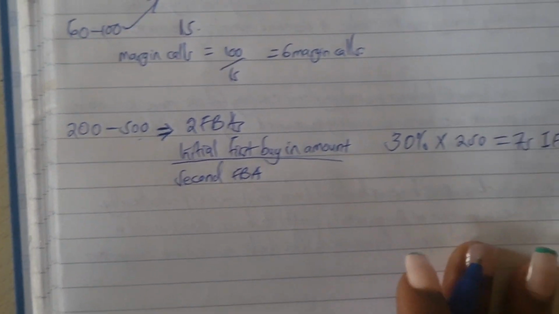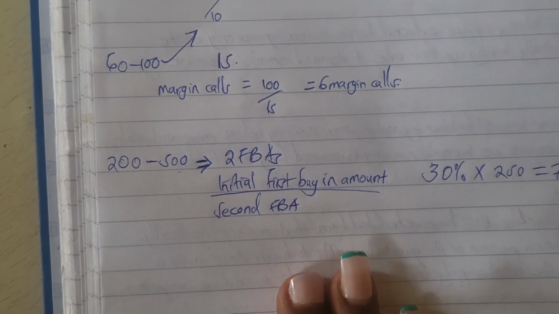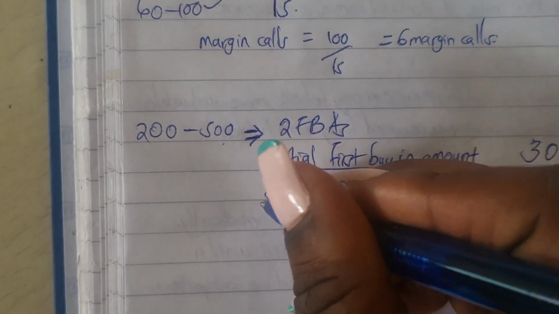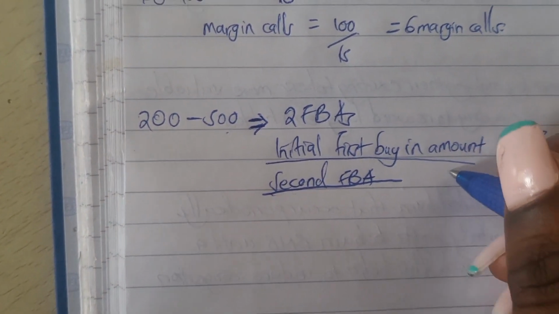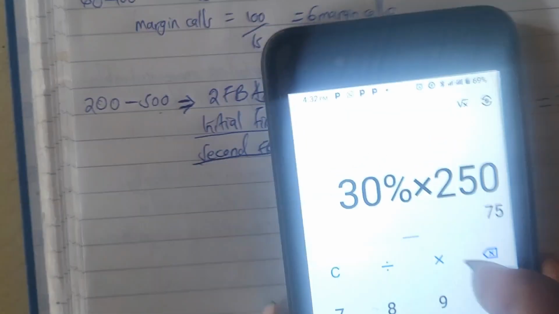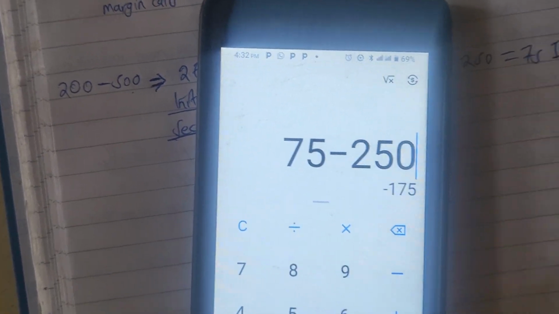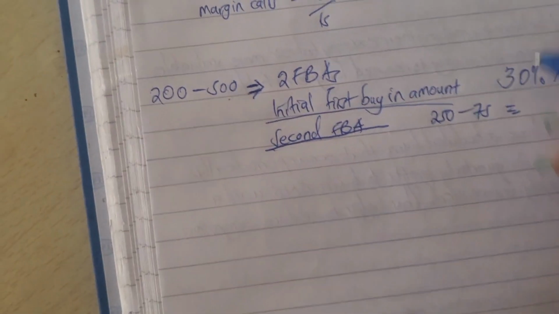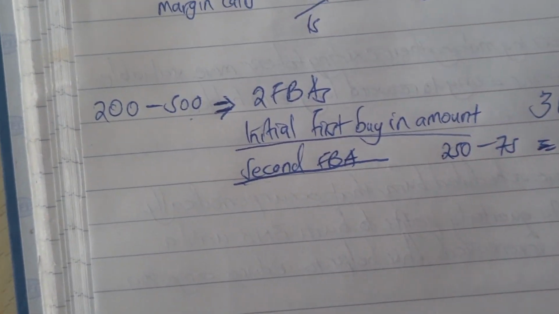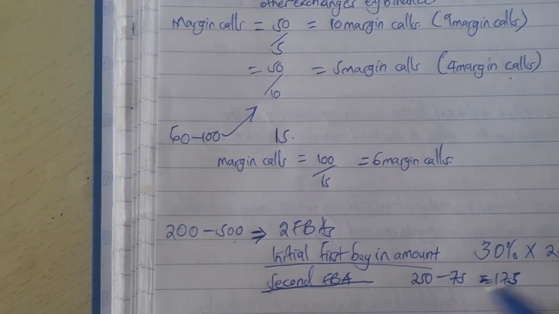You get it? So after getting the initial first buying amount, you're going to go ahead to get the second buying amount. Remember, your capital is 250. So to get the second buying amount here, you're going to get the 250 minus the 75 you've invested. And what do we get here? You get 175. So like we did on the first point, it's what we are going to do here.